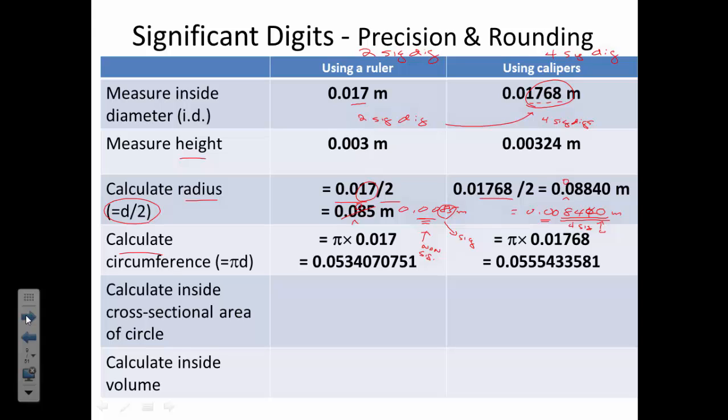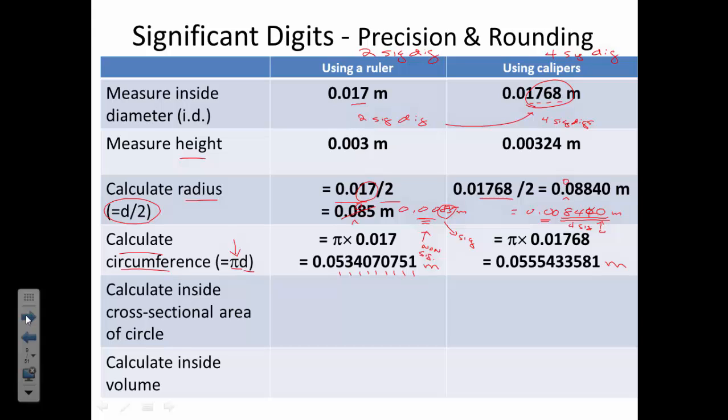Now let's figure out the circumference. So of course, we all know the circumference equals pi times diameter. Pi is our irrational number, which has an infinite number of significant digits. So if you were to press the pi button on your calculator and take pi times 0.017, you end up getting for a circumference, and this is in meters. Sorry, I left off my units here. I would have deducted a point in my score for doing that. I ended with 0.05340751 meters.